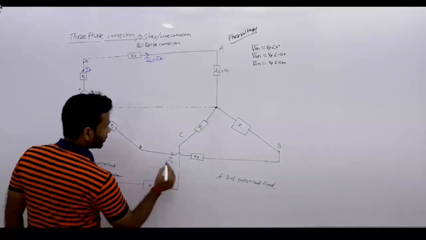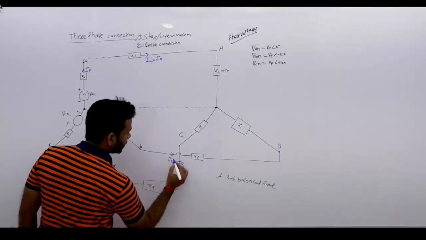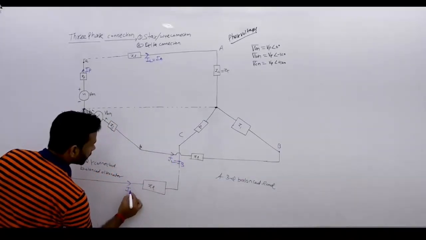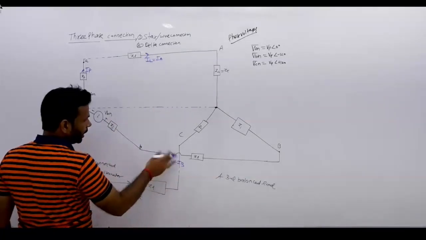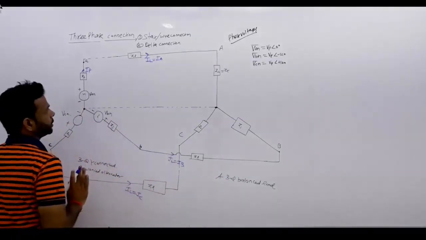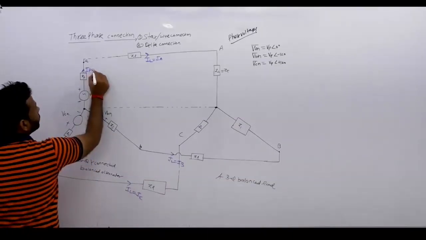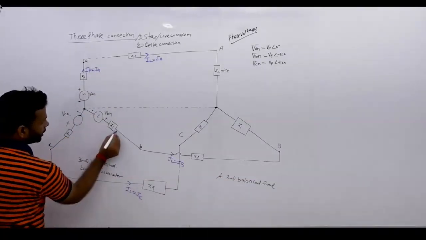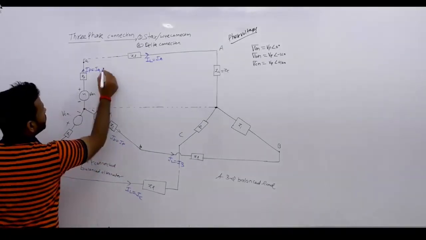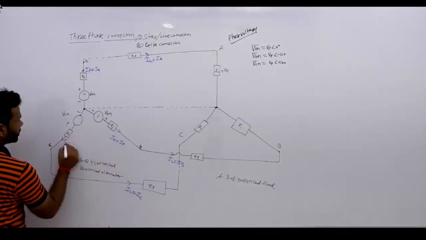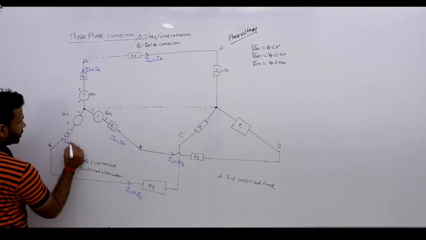Similarly it is IB, and similarly it is IL of C. So A phase line current, B phase line current, and C phase line current. Okay, similarly it is I of A, and it is your I of B, that is IP, and this is also IP. Now this is the C phase current, small c, also IP.